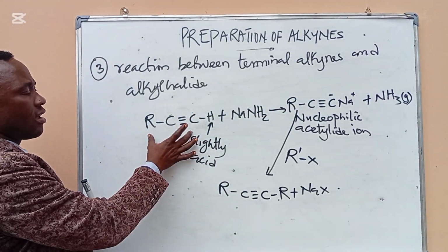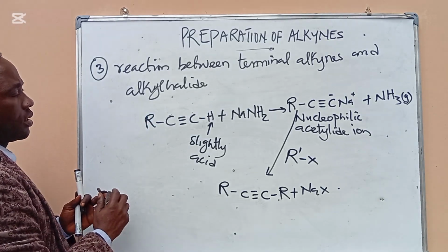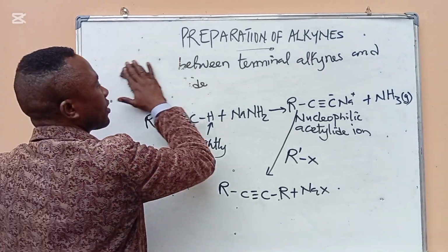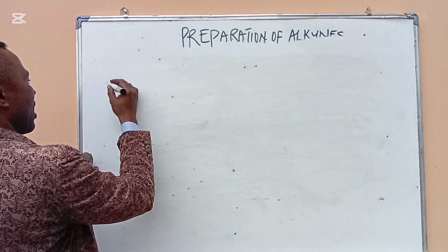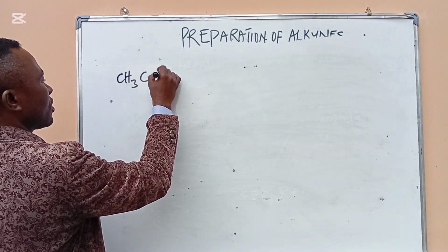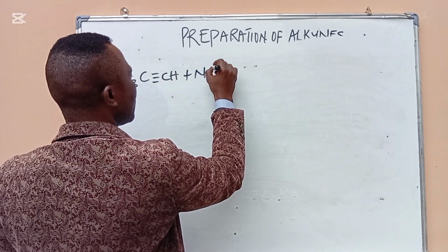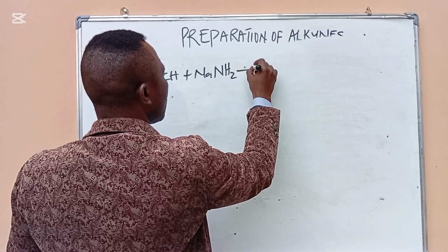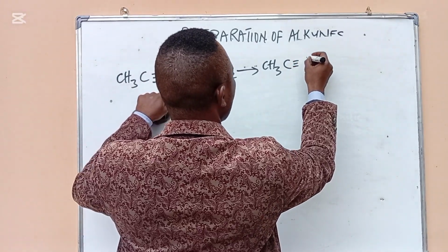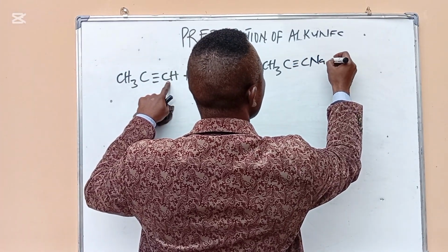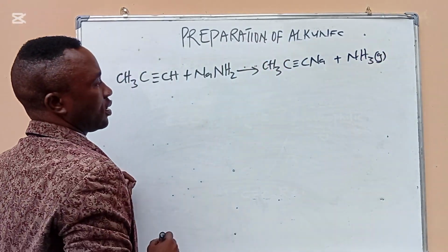Now I want to take a particular example with an alkyne. Let me do this with propyne. Reacting propyne, CH3 C triple bond CH, with NH2 minus, we'll have CH3 C triple bond C, Na plus, and NH3, the ammonia, as a byproduct.